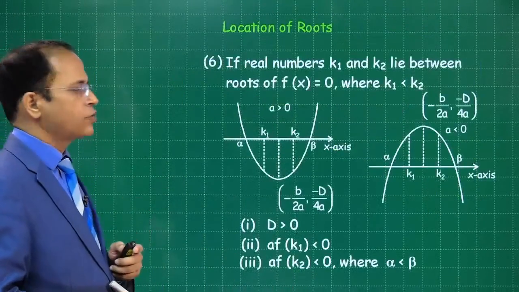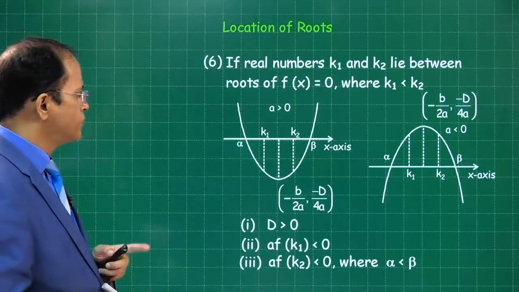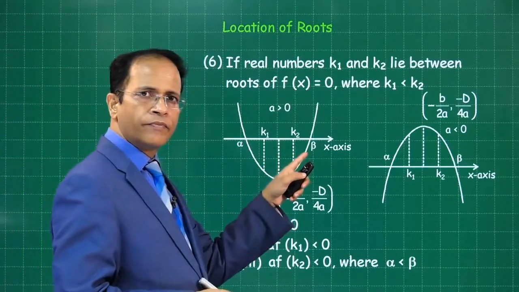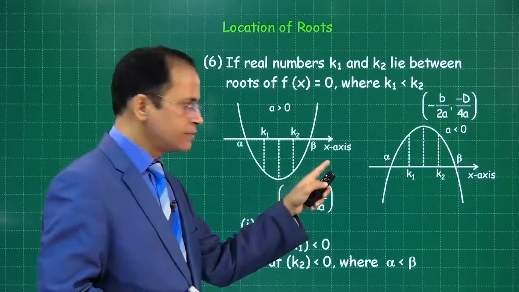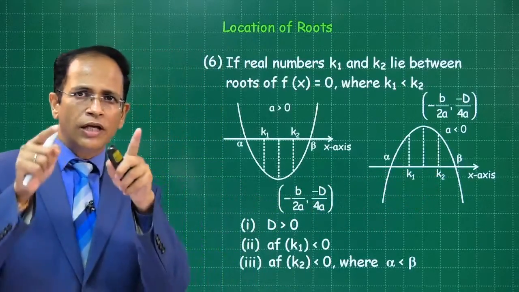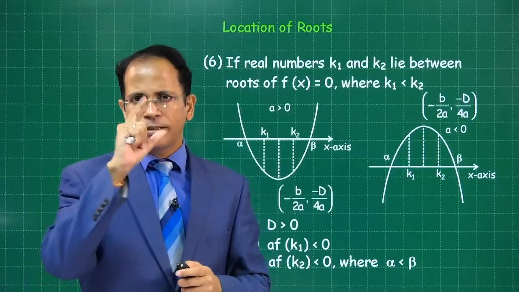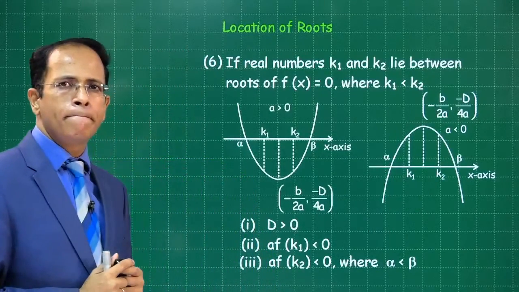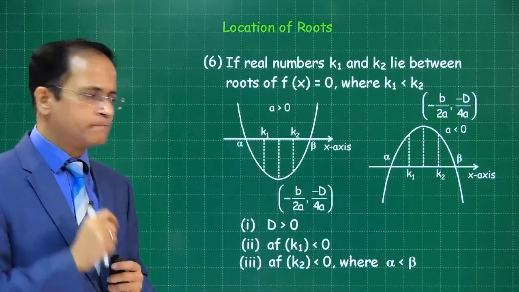Similarly, we have it for the sixth also. K1 and K2 are there, alpha and beta are there, but K1 and K2 lie between alpha and beta. That is the most important thing. You got it?